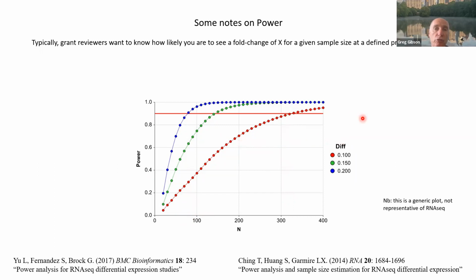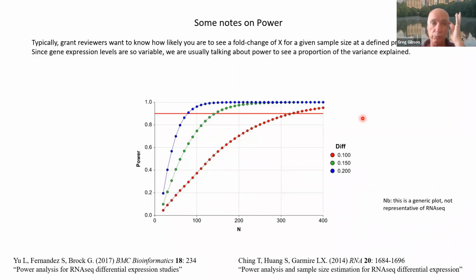So that's typically the question that reviewers are asking you to put into a grant proposal, is how likely am I to see fold change of gene X for a given sample size. However, the fact that genes have different expression levels means that the fold change itself isn't really what you're interested in. What you're really asking is what's your power to see a difference in the proportion of the variance explained by the effect in your model. So instead of differences here, what you should be thinking about is the proportion of the variance explained.